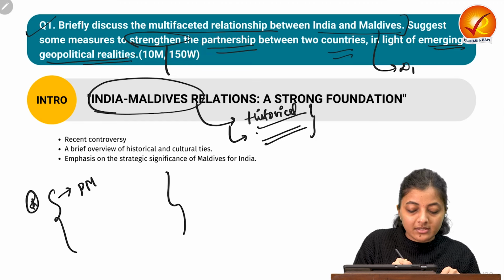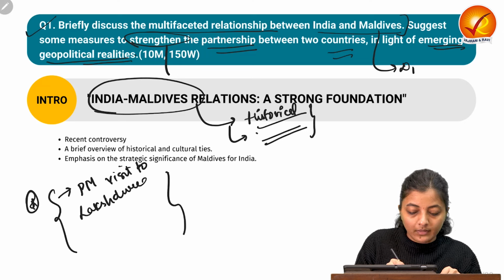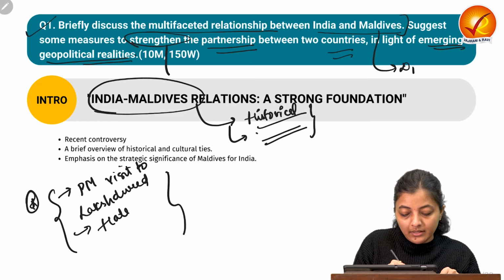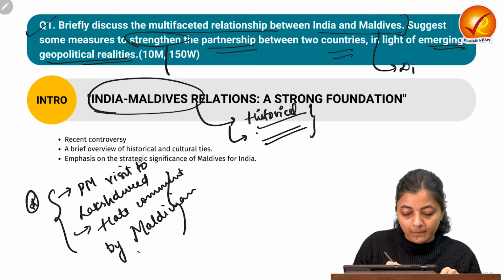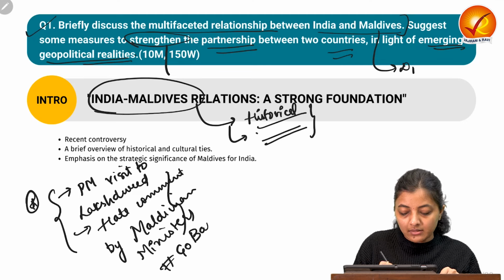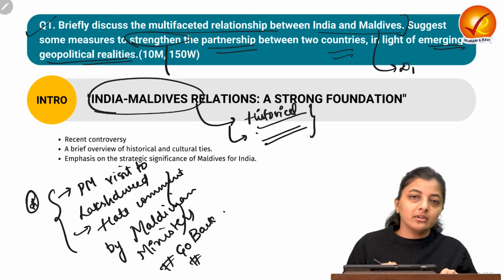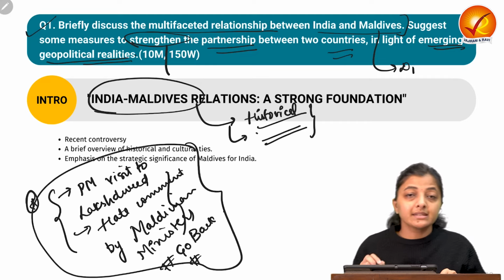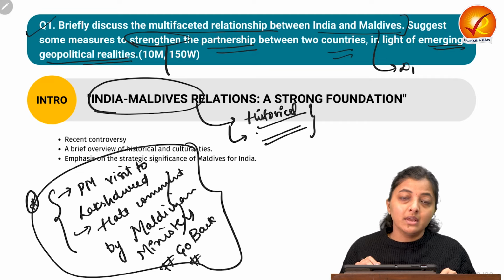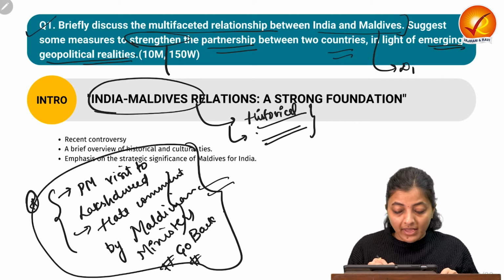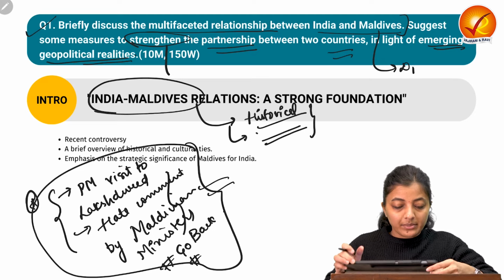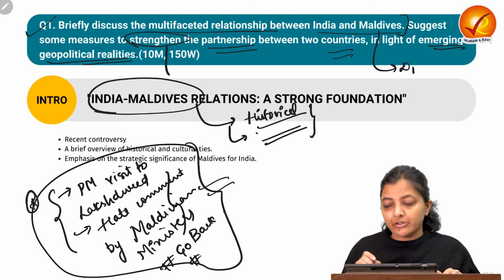situations like the Prime Minister's visit to Lakshadweep, followed by hate comments by Maldivian ministers, and also the hashtags like Go Back or Boycott India, etc. These are some recent contexts for why the India-Maldives relationship is in the news. So you should be well aware of these happenings, and all these contexts you can write in the introduction.